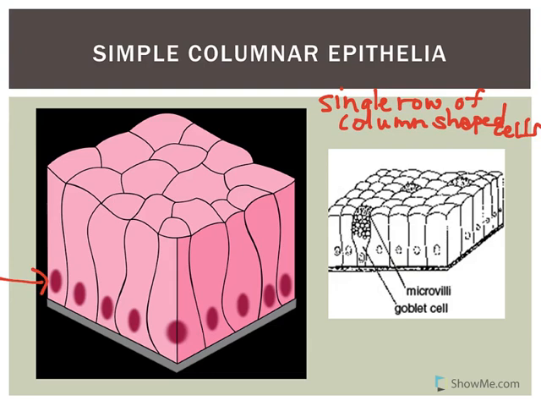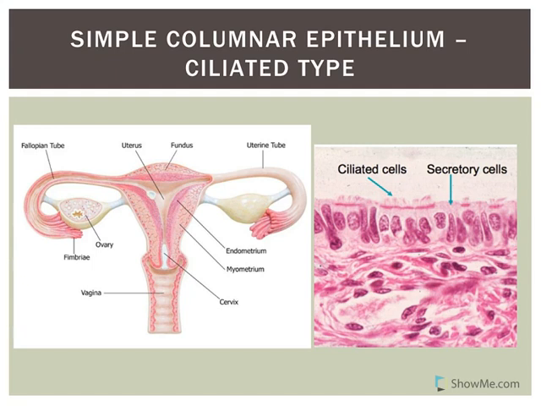So for the simple columnar epithelium, we actually have two types. One type is referred to as the ciliated type. These are found in the fallopian tube, or uterine tube, there are two different names for this structure. This helps to propel an egg down the fallopian tube towards the uterus. And this is actually a section through the fallopian tube. There's more than one type of epithelium: there's a ciliated type and there's a non-ciliated type. The ciliated type helps to move the egg down.